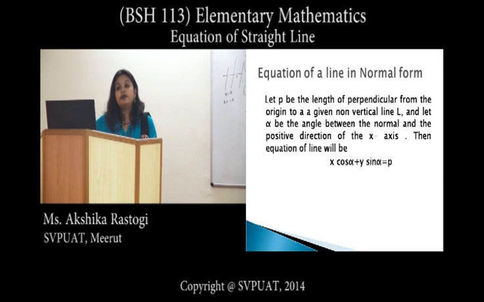Somewhere points are given, somewhere slope is given, somewhere a line is intercepting, whether on the x-axis or on the y-axis. Somewhere a line is intercepting both on the x-axis and the y-axis. This is a very different situation where we are dropping a perpendicular which starts from the origin to a non-vertical line in the positive direction of x-axis. The length of the distance between them will be given, and the angle which is inclining there will also be given.